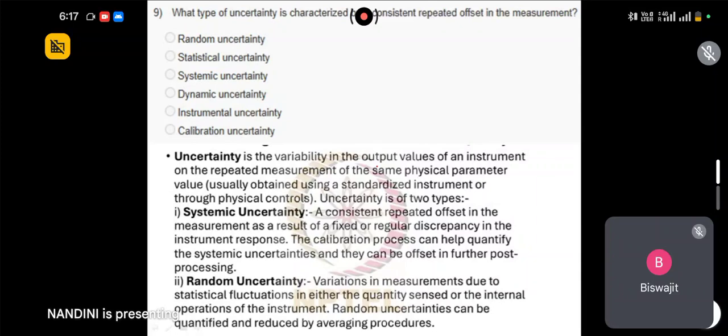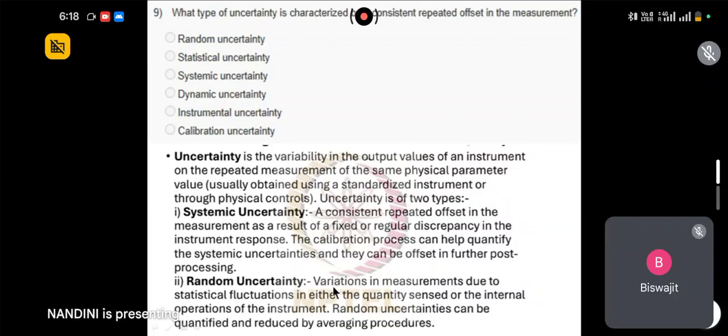Then we will have random uncertainty. In this case, the variations in measurement will not be constant. The offset will not be a constant value, but there will be statistical fluctuations in the quantity sensed. It could be due to changes in the quantity that we are measuring, or due to the internal operations of the instrument. So these are very random uncertainties, not a constant thing. That is random uncertainty.